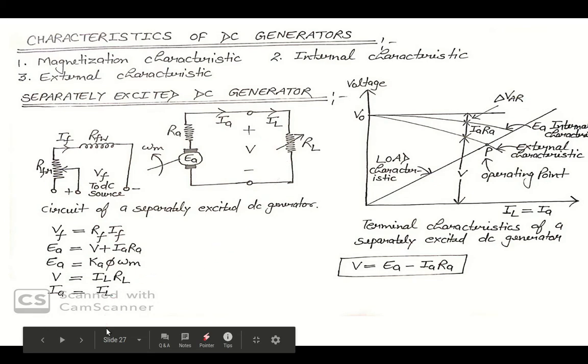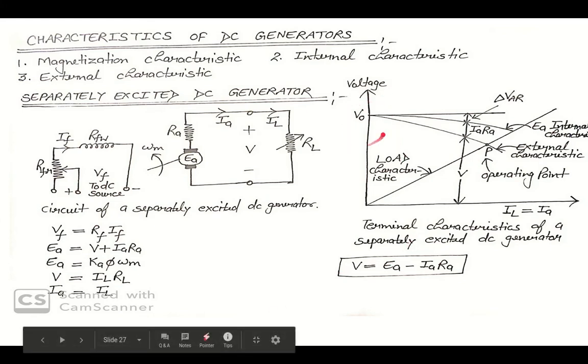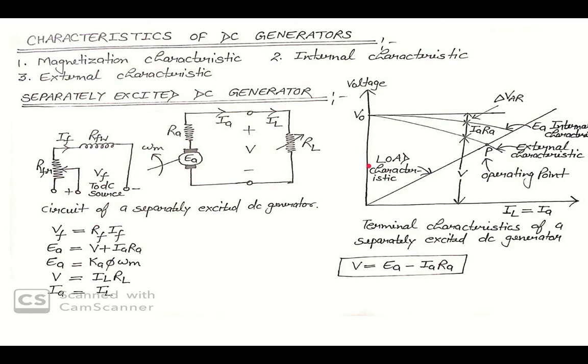Now IA is equal to IL. IA equal to IL means, if there were no armature reaction, the generated voltage V naught would be constant. As you can see here, this is a straight line. So V naught is constant, shown by a straight line.